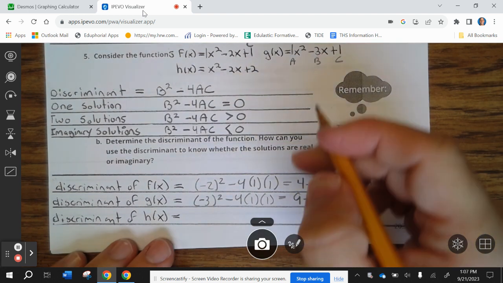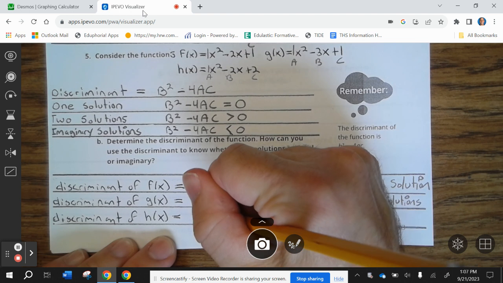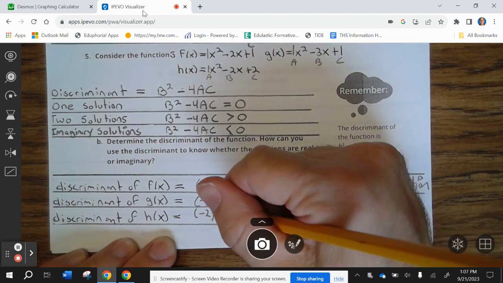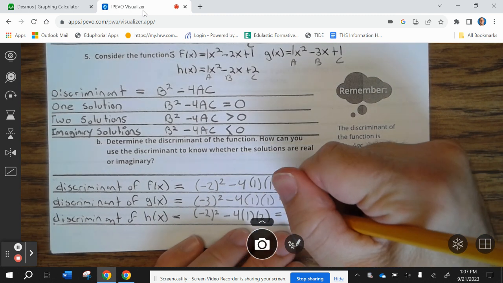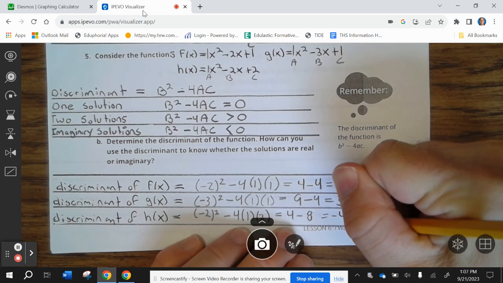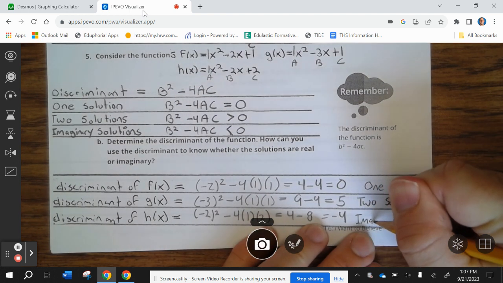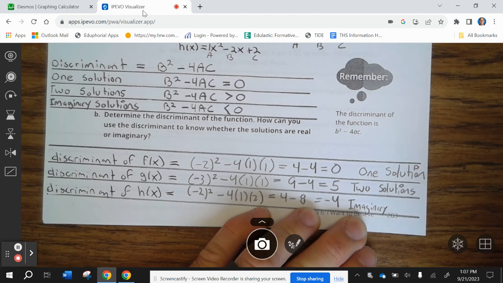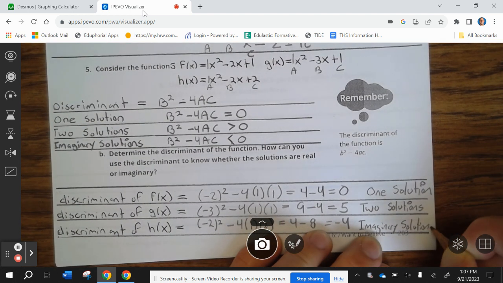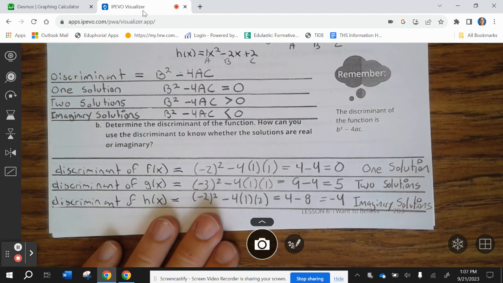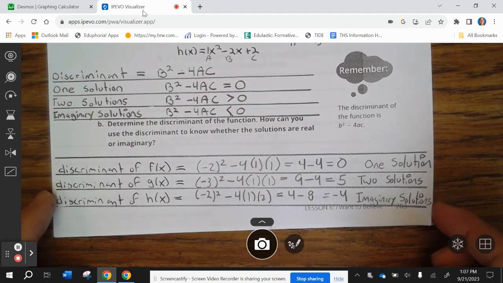Okay, last one. This is A, this is B, this is C. So negative 2 squared minus 4 times 1 times 2, which equals 4 minus 8, which equals negative 4. Well, negative 4 is less than 0, so it's imaginary solutions. All right, so go ahead and finish up writing that. All right, let's take a look at the next page.